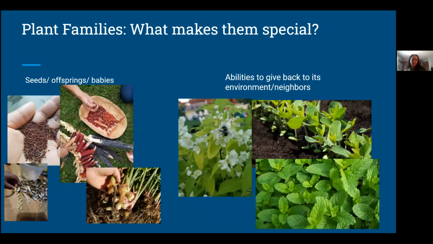And then the seeds, the offspring, the babies. All of the crop families do have seeds and offspring, but they're all different and unique. And then also their ability to give back to their environment and neighbors. So giving back to our pollinators, and also many plants bring different nutrients into the soil for other plants to benefit from. So that's a little bit about what makes them special.